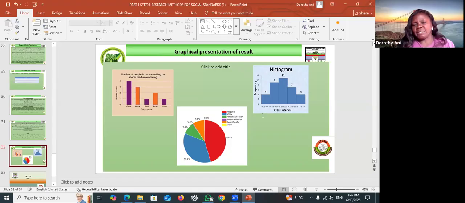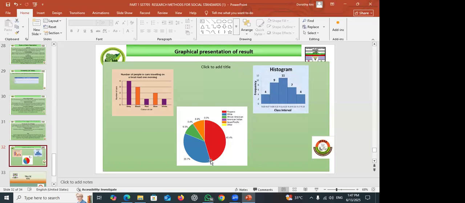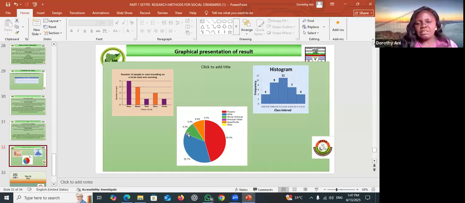And then the pie chart. A pie chart is another good example where it will divide it, like the orange, for you. This large group may be the people that have more support from government. This one is the next group, before you come to the green and the orange. So these are the ways you can present your data.